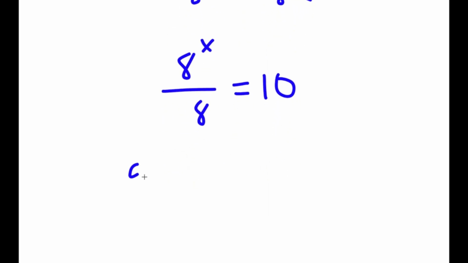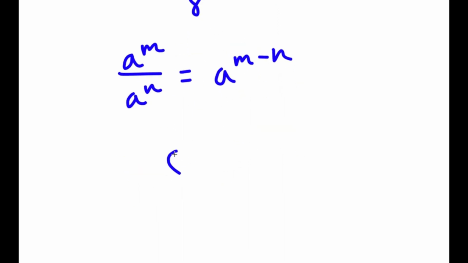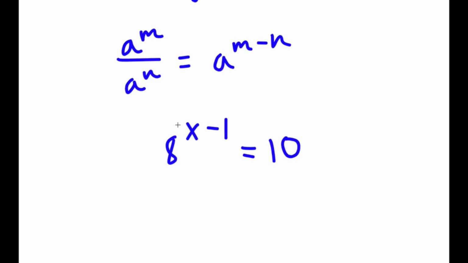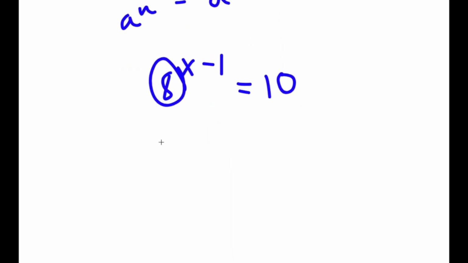So if I have something in the form a to the power of m over a to the power of n, this is equal to a to the power of m minus n. So a to the power of x over a to the power of 1, that's going to equal a to the power of x minus 1, which is equal to 10. Now 8 here is the same thing as 2 to the power of 3.